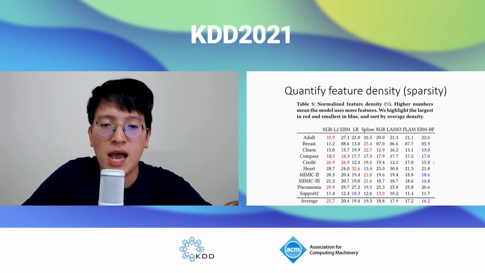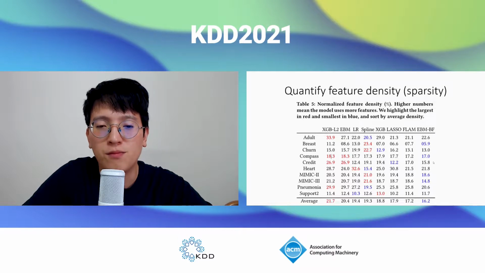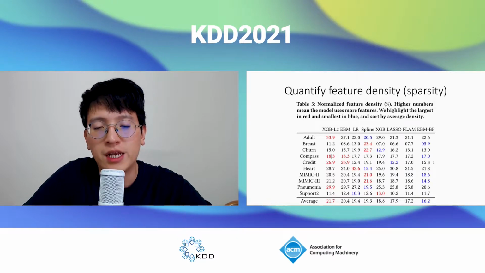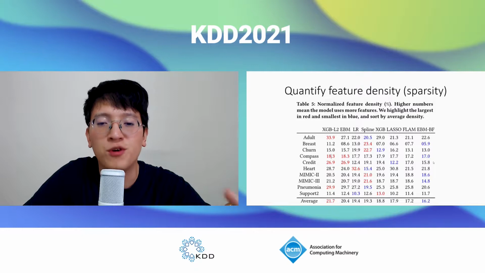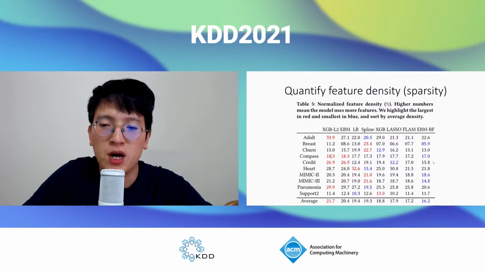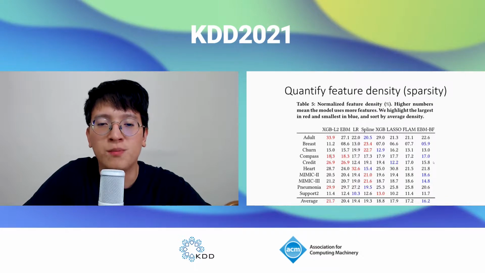So overall, XGBL2 and the EBM, which are the left two columns, have the higher feature density, which we prefer. And for the sparse models, FLAM and EBM best first, we don't prefer them since they might hide the patterns and discriminate rare subpopulations.